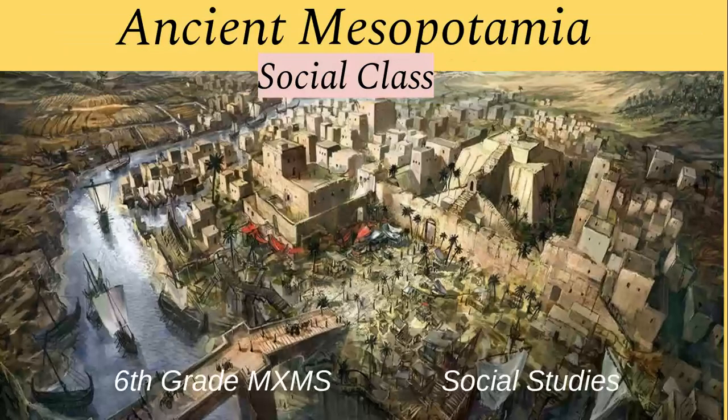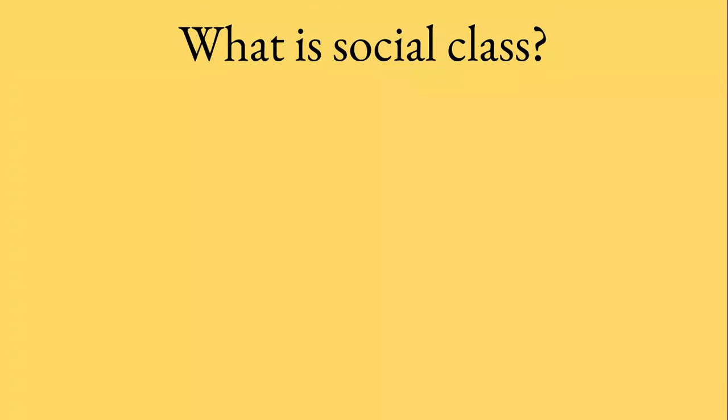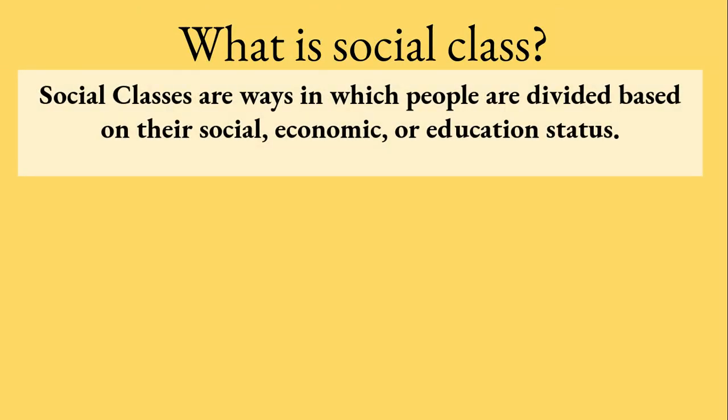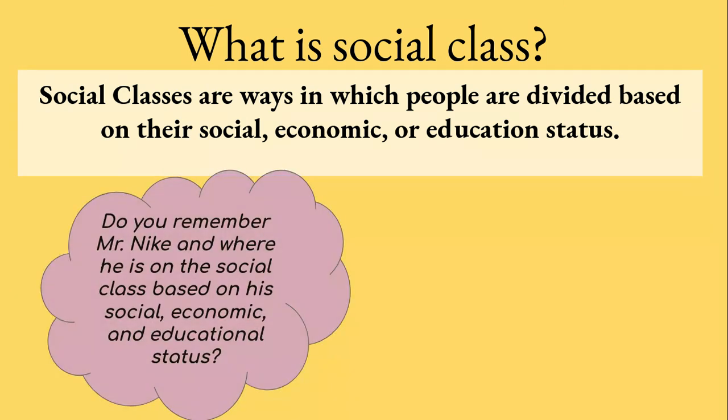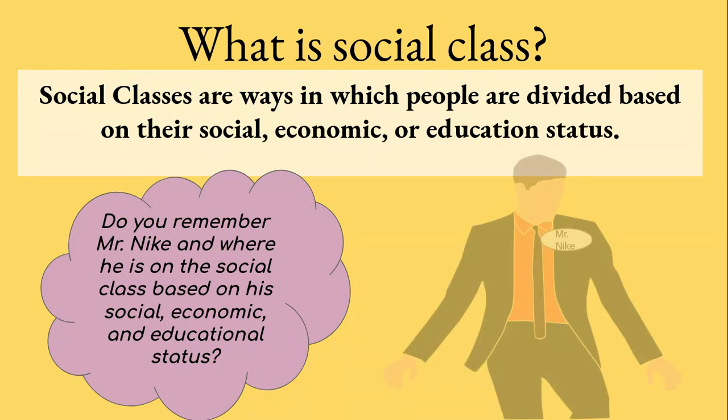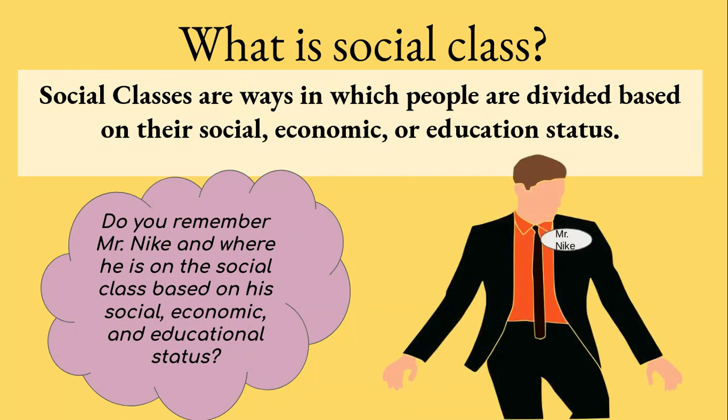So we've talked about the innovations in Mesopotamia, the writing, the government, and today we will talk about social class. So let's revisit what we talked about a couple weeks ago. Social classes are ways in which people are divided based on their social, economic, or educational status. Do you remember when we talked about Mr. Nike and where he was at on the social class based on his social status, economic, and educational status?